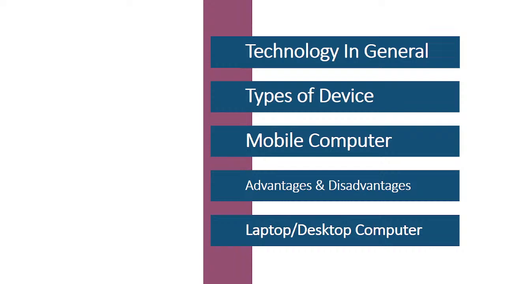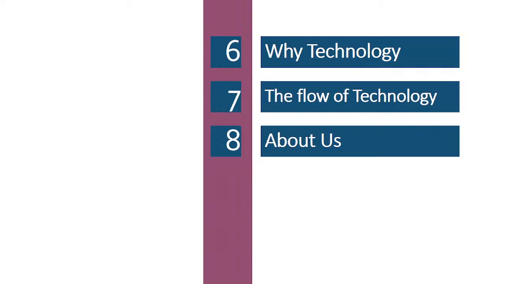For our section, we are going to be looking at these things: technology in general, the type of devices that we are going to be looking at, mobile computers, their advantages and disadvantages. We are going to be looking at the laptop or desktop computer also, and we are also going to be looking at why technology. More people were asked why they choose to do technology. So we are also going to be looking at why we are going the technological way, why we are going to do this.